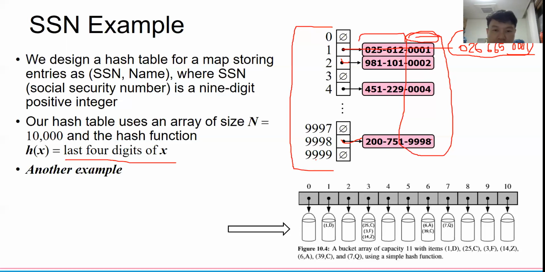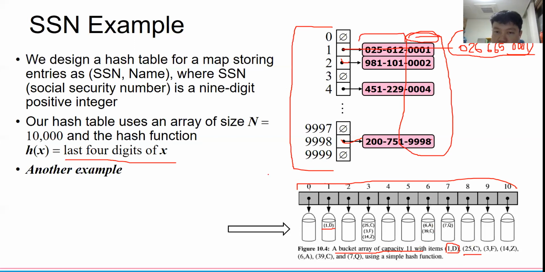So you can take a look at this figure. This is called a bucket array. The bucket array consists of 11 items. So there are 11 items, and in these 11 items I want to put every item. Let's say this one is 1D, because I know the key is 1, then I just put it into index 1. What about 25C?